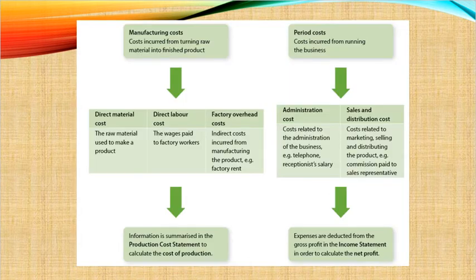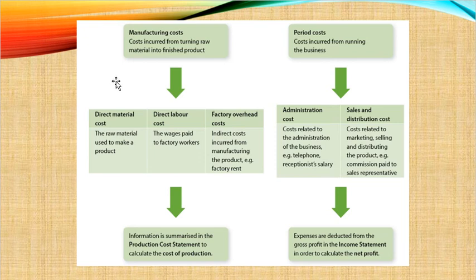Okay, so cost in a manufacturing business is divided into 2 different categories. You have manufacturing cost and you have period costs. Your manufacturing costs are all the costs that you incur from taking that raw material and turning it into a finished or a final product. Those manufacturing costs are then also subdivided into 3 categories. You have direct material cost, direct labor, and your factory overheads.